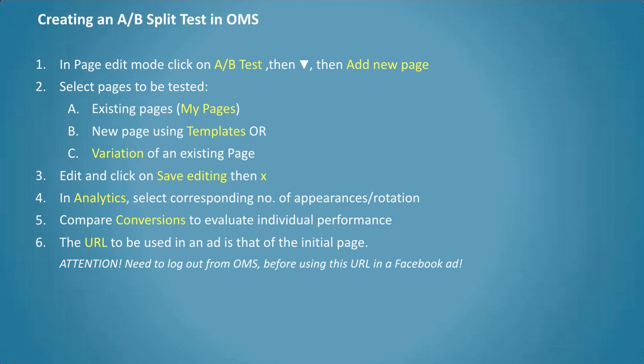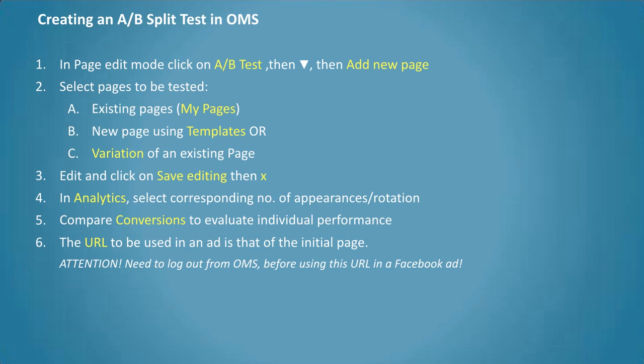Now, if we want to compare different landing pages, we can create an A/B split test, and we do that in the page edit mode by clicking on A/B test, and then on the downward arrow we add a new page. This page can be an already existing page. If we click My Pages, it can be a new page that we create on the fly using one of the templates, or it can be a variation of one of the pages that we've already created.